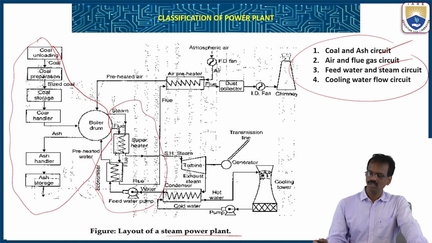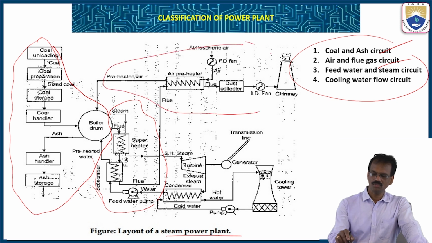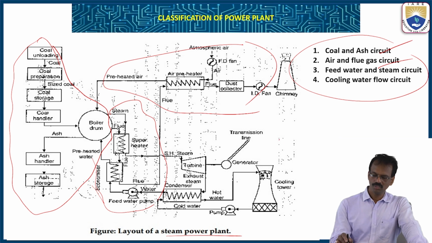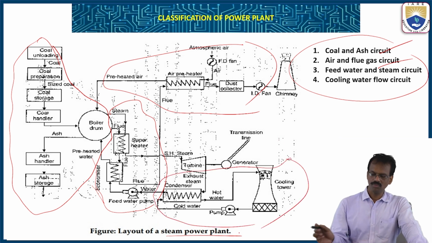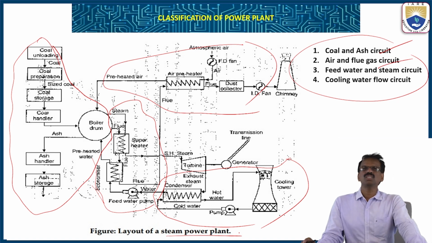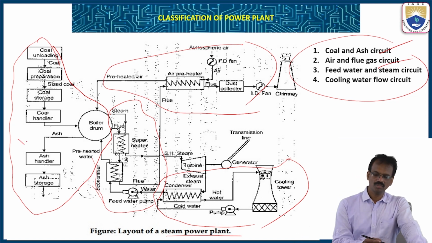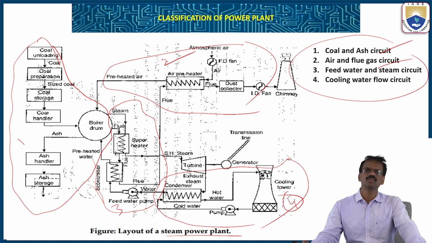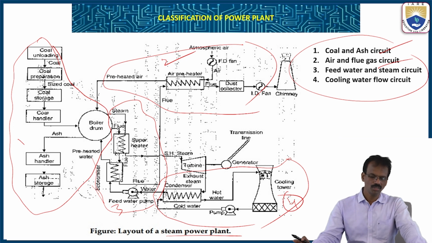Then the air and fuel circuit, which you can see here. Next one is the cooling tower flow. So this is the cooling tower. So there are four sections: one, two, three, and four. We will see what are the important functions going on in these four circuits. We'll explain them one by one.